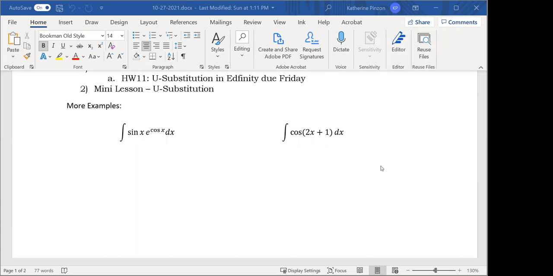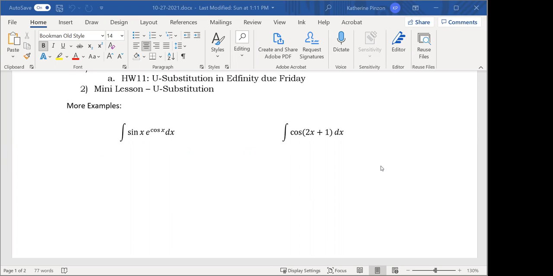So U substitution, remember we start by picking a U, finding its derivative, substituting, integrating, substituting. So pick a U, find its derivative. And we said we should pick our U's how? Do you remember how we suggested picking U's? Inside functions. So things that are raised to powers, things that are under square roots, things that are in denominators, and then sine, cosine, exponentials.